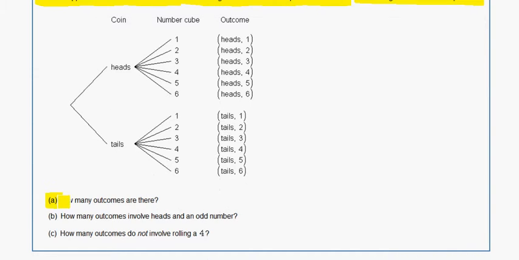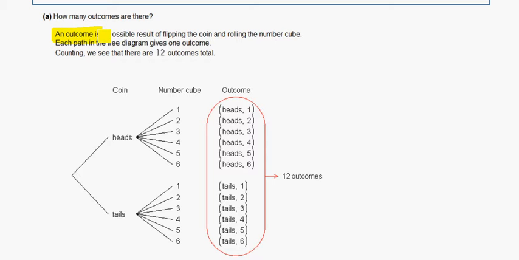So in question A, how many outcomes are there? An outcome is a possible result of flipping the coin and rolling the number cube. Each path in the tree diagram gives one outcome. Counting, we can see that there are 12 outcomes total.